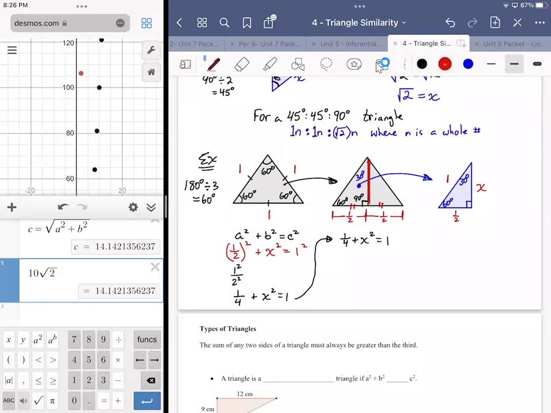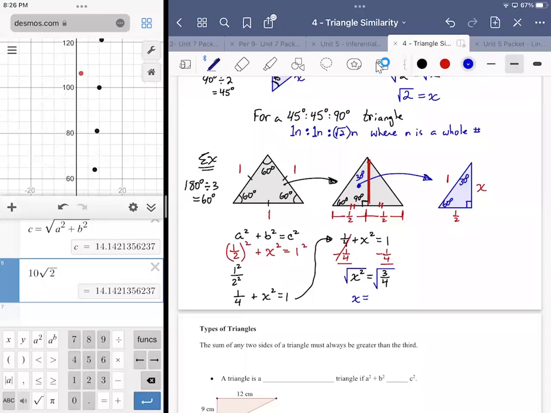Right? So I can subtract the 1/4 from both sides. We would get x squared is equal to, well, 1 minus a quarter, 3/4. So when I take the square root, because I want to get that power of 2 out of there, the square root of a fraction, x is going to be equal to the square root.